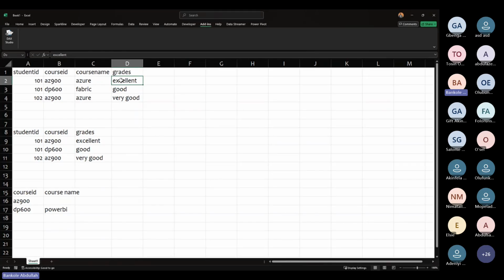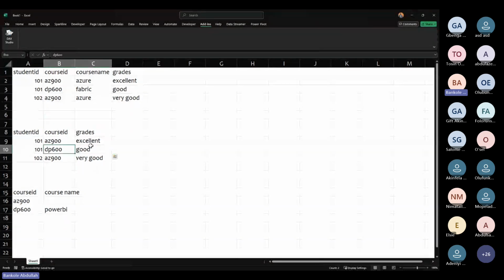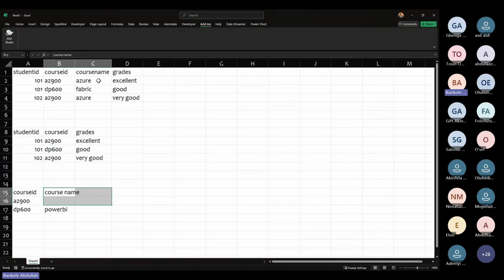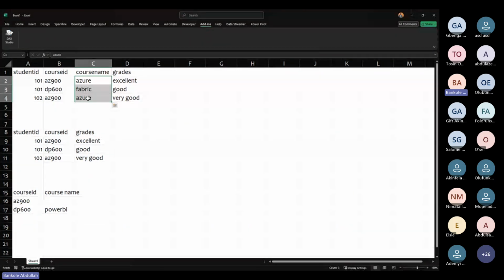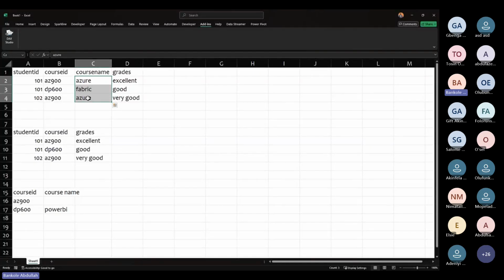Mopelade, Bernard, are we still on point? Yes. Now that means that these grades are totally dependent on these guys. We agree on that one. Now the next thing is, what will we now do to this column? Because if we add 10 of this, this Azure 900 keeps on repeating itself. And since we already established that this is giving us a partial dependency, what do you do when you have partial dependency?